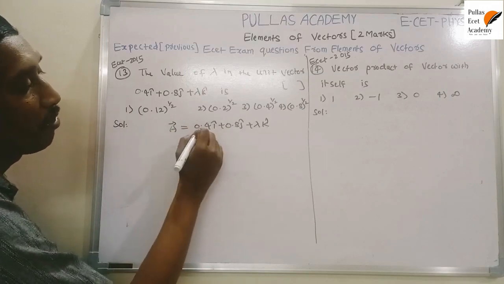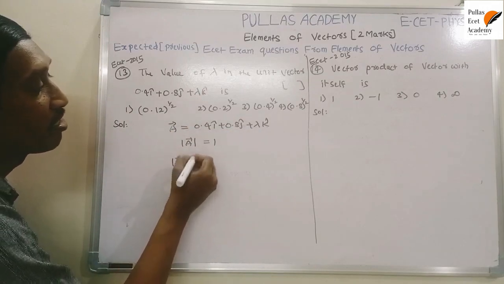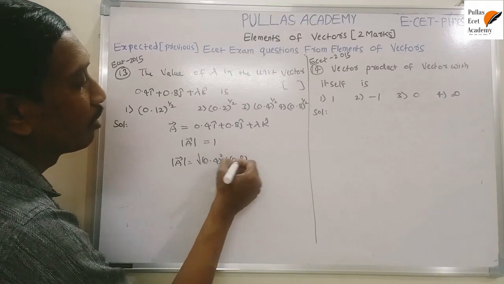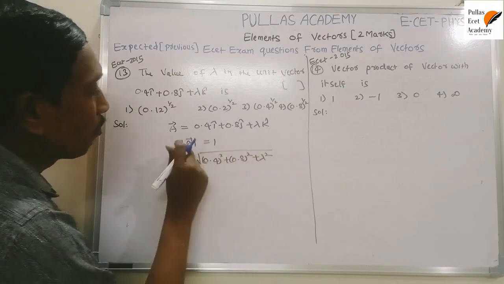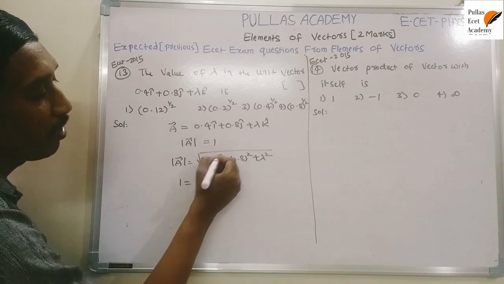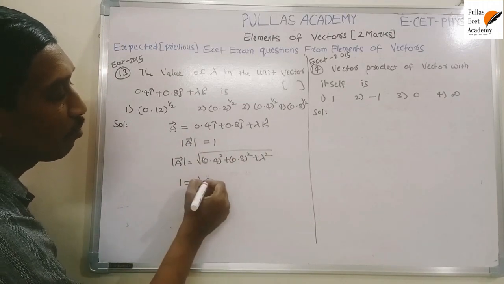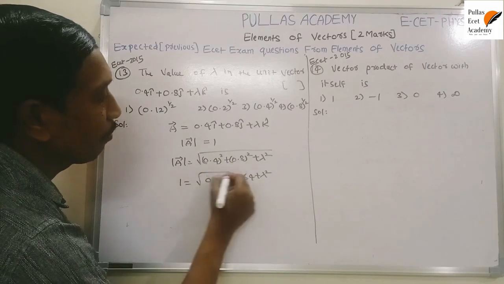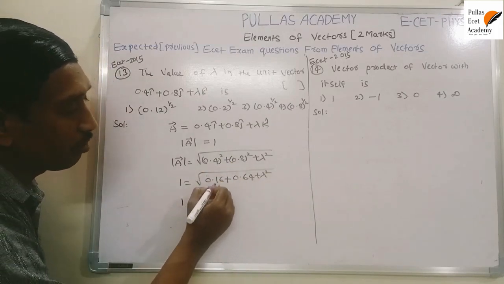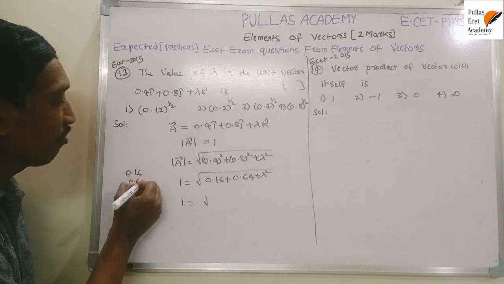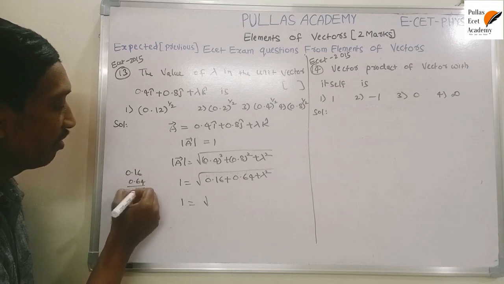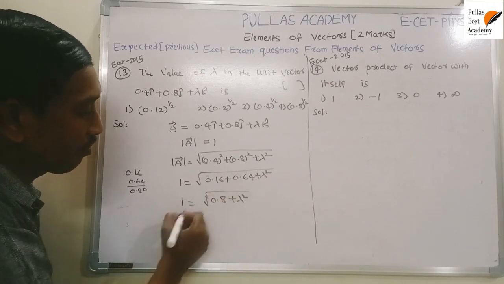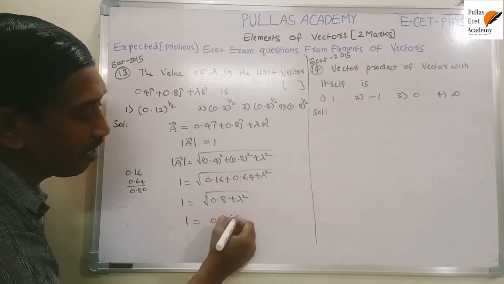What is the formula for modulus of this expression? Modulus a bar for this 3-dimensional vector is under root of 0.4 whole square plus 0.8 whole square plus lambda square. Modulus a bar is equal to 1, substitute here. 0.4 whole square means 0.16, 0.8 whole square means 0.64, plus lambda square. Now 0.16 plus 0.64 is similar to 0.8 here, plus lambda square. Now squaring on both sides, 1 is equal to 0.8 plus lambda square.